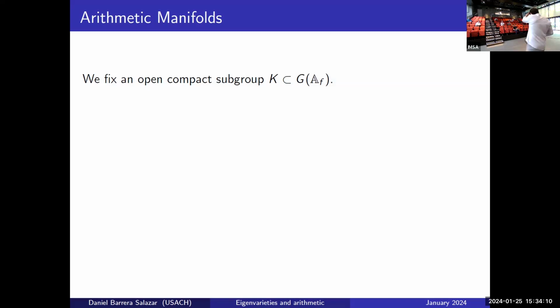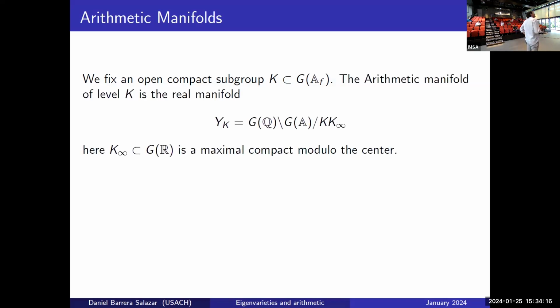And the arithmetic manifold is a real manifold given by the following equation. You take the adelic points of the group, you take a double quotient on the left by the rational points, and then diagonally.